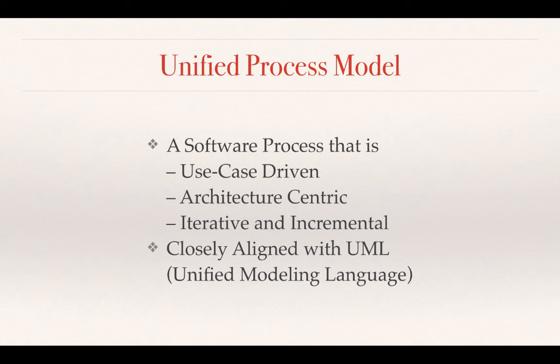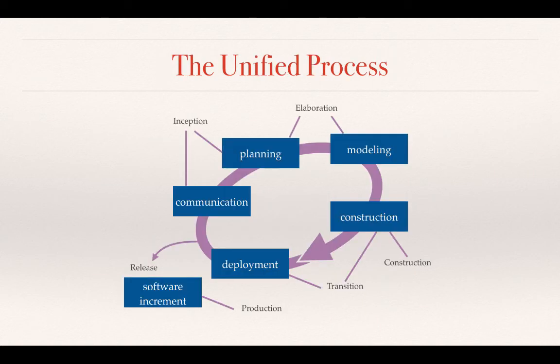Architecture-centric means that the existence of a strong design and overall architecture is a central feature of this process model. In the UML, architectures are typically represented with class diagrams. And finally, the unified process is also iterative or evolutionary in that it delivers progressively more functionality with each successive iteration. The unified process has 4 phases: inception, elaboration, construction, and transition.